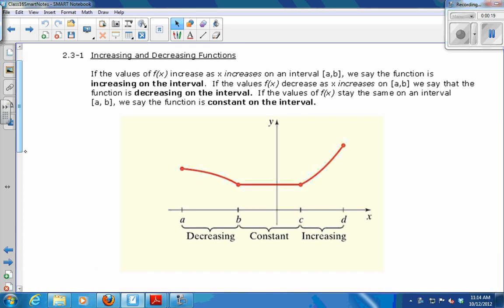So first thing we're gonna talk about is increasing and decreasing. So if the values of f of x, which you can read y, right? f of x is just our new notation for what we used to call y. If the values of f of x increase, are getting bigger, if the y values are getting bigger as the x values are getting bigger, we say the function is increasing on the interval. So this piece of the graph right here, I would say is increasing. Okay, you can also think of it as uphill. If you're walking left to right on the graph, if you're walking uphill, the function is increasing.